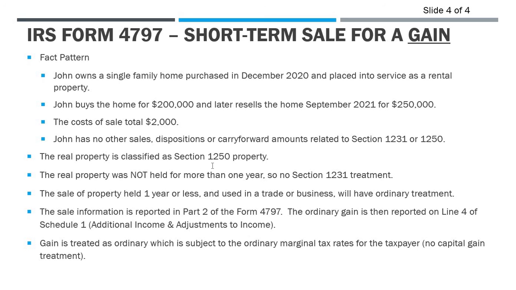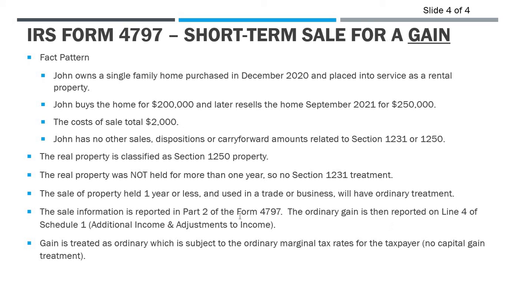Now, the property is still Section 1250 property, right? So it's still real estate that's depreciable. But because it's not being held for more than 1 year, he's not going to get this preferential 1231 treatment. When you sell property used in a trade or business for 1 year or less, you're going to get ordinary treatment. So it's going to be ordinary income if it's a gain, it's going to be ordinary loss if it's a loss. Okay, that's just the way it works.